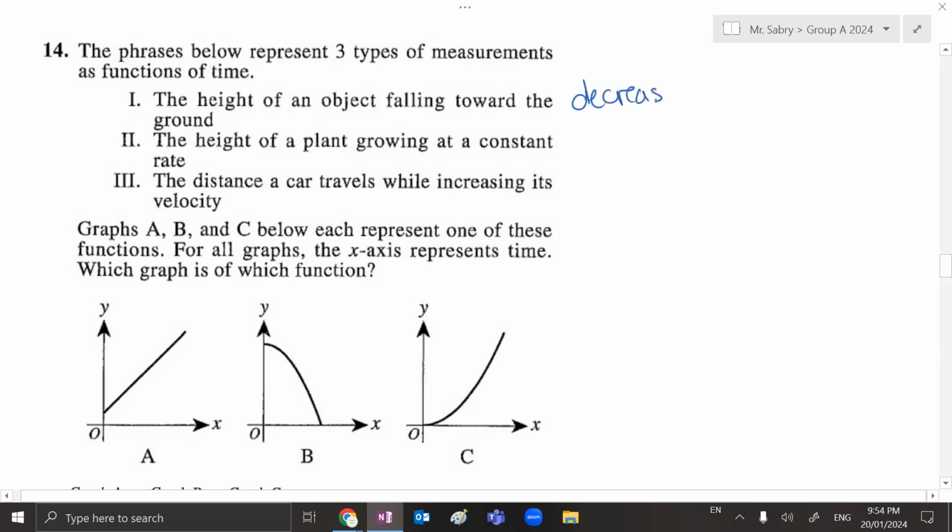Because as the object is getting closer to the ground, the height of that object is decreasing until it hits the ground. So it needs to be a decreasing function. The height of a plant growing at a constant rate needs to be an increasing function. It needs to be small and then growing. The distance a car travels while increasing its velocity, that's also something that is increasing.